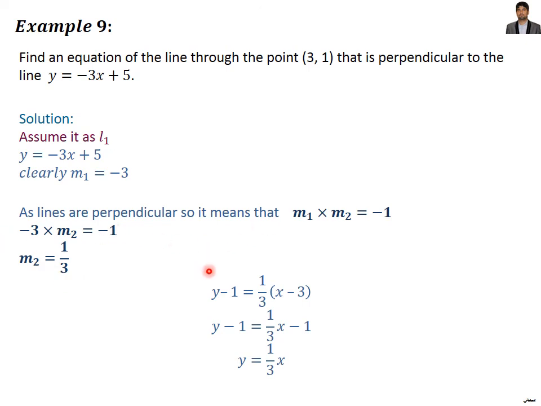Now we will find the equation of line with the point slope formula. y minus y1, which is 1, is equal to m2, the slope, 1/3, times (x - x1), which is 3. Now simplify this, we'll get y - 1 = 1/3 x - 1. 3, 3 cancelled, we will have 1. Minus 1 and minus 1 cancelled, and finally we will have the equation of line, which is y = 1/3 x.